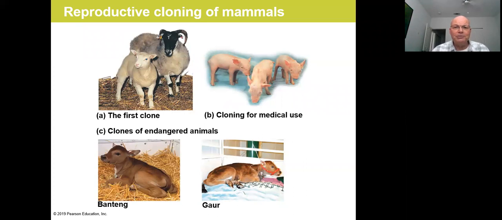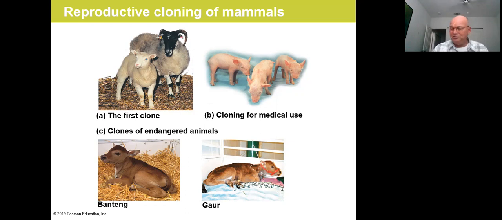There have also been attempts to try and clone endangered animals. So you can see two relatives of cattle that have been cloned. Unfortunately, the clones did not survive for the same reason that Dolly had to be euthanized, because of health issues. So whether this is actually going to be viable or not in the future remains to be seen.